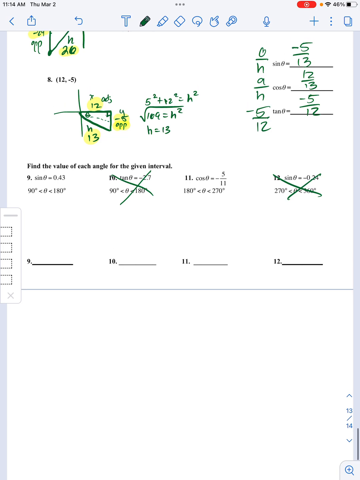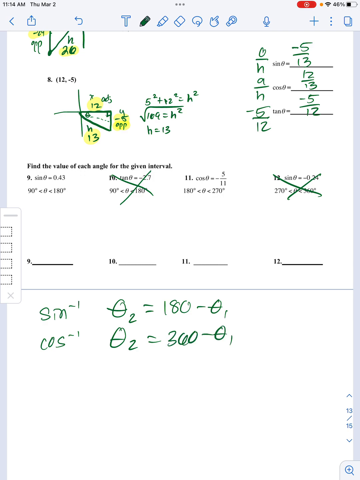But in these three scenarios, that's when you have to remember that if you're trying to find an angle, you're going to be finding one off your calculator, but to find the second option for sine inverse, you take 180 minus the first option. If you're doing a cosine inverse problem, the second option is 360 minus the first. And if you're doing a tan inverse problem, your second answer is 180 plus the first.